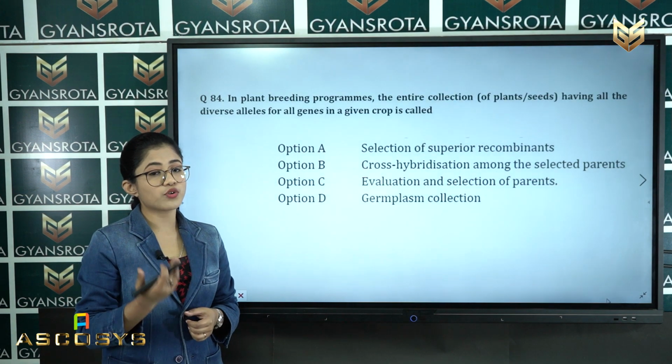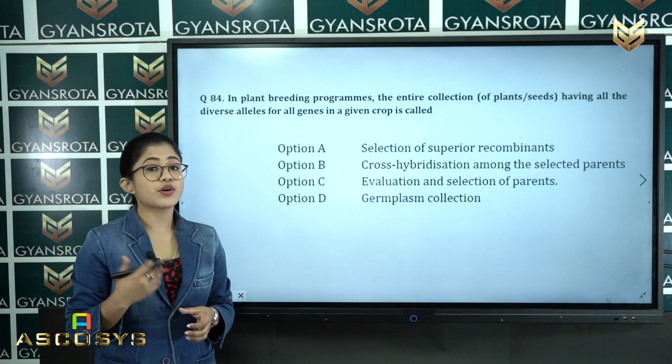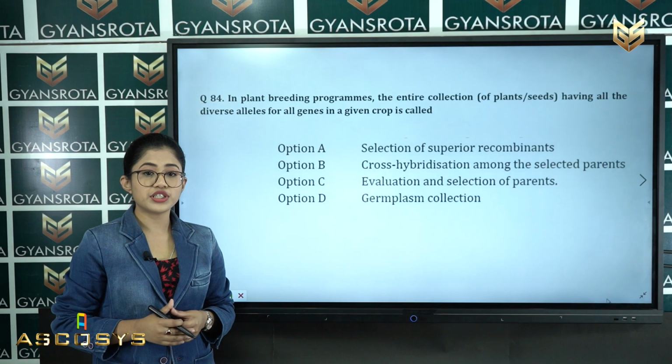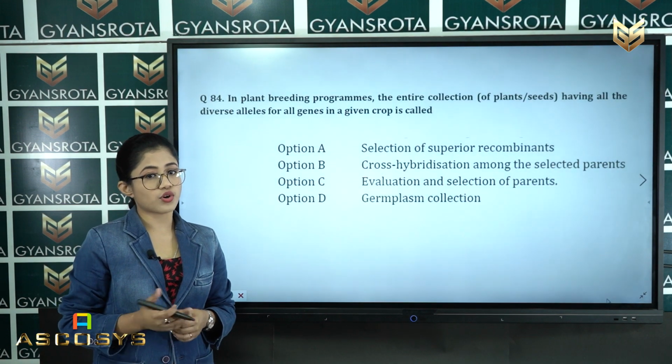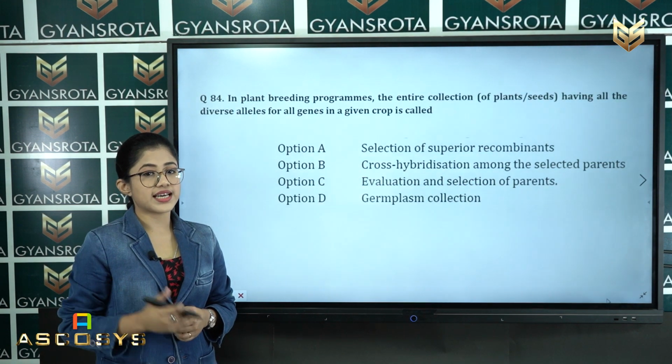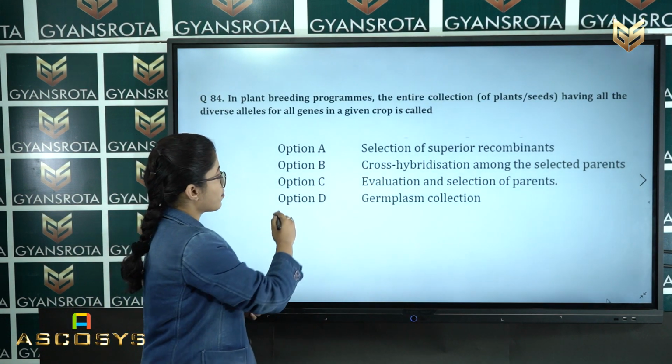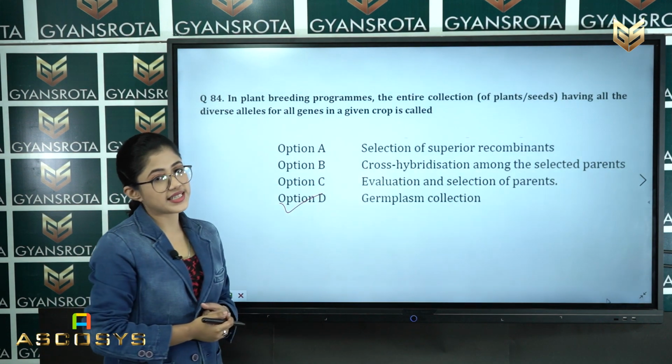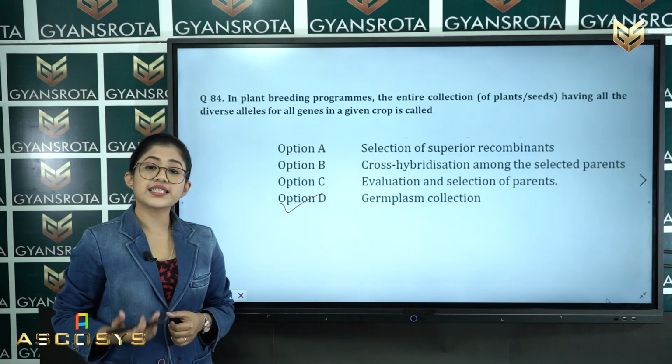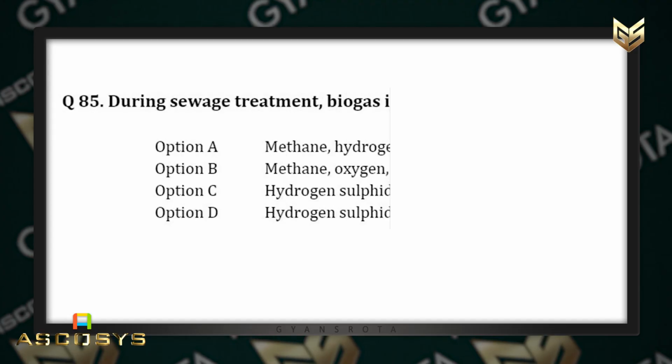So, in plant breeding programs, the entire collection having all the diverse alleles for all genes in a given crop is called germplasm collection, which is given in option number D. So, option number D is the correct answer. Now, let us see the next question, that is question number 85.